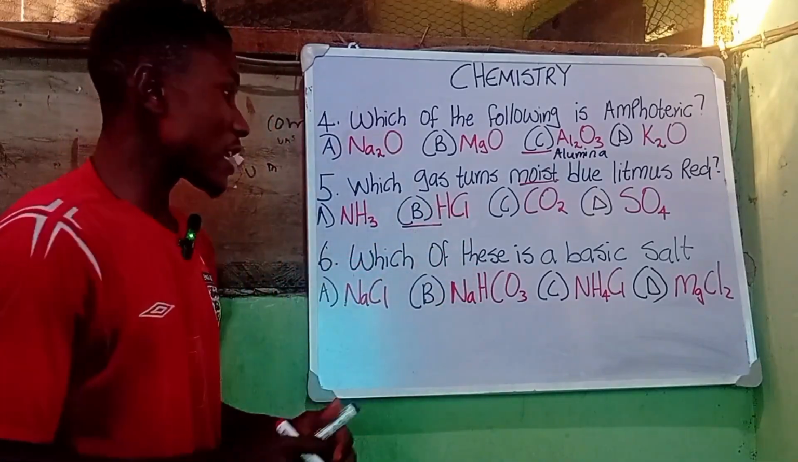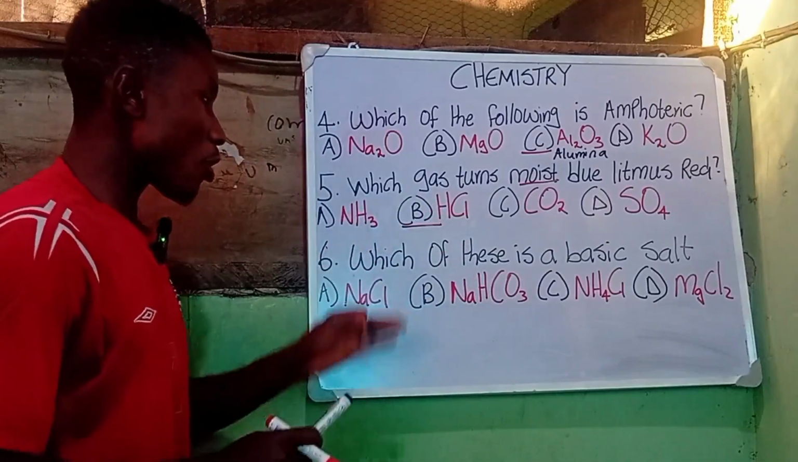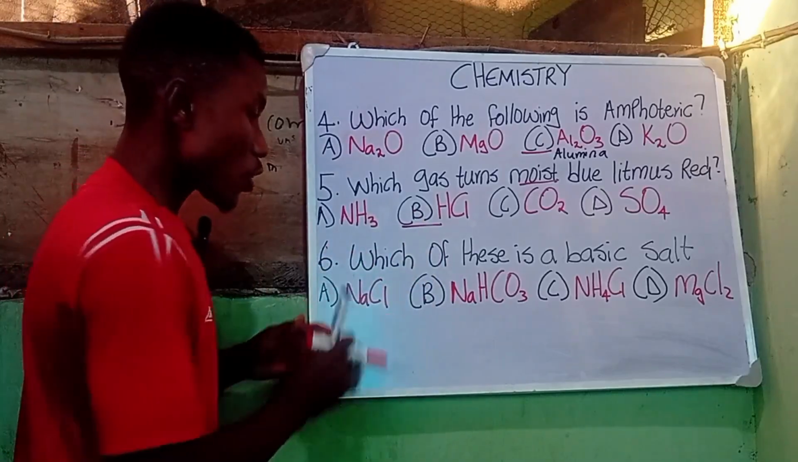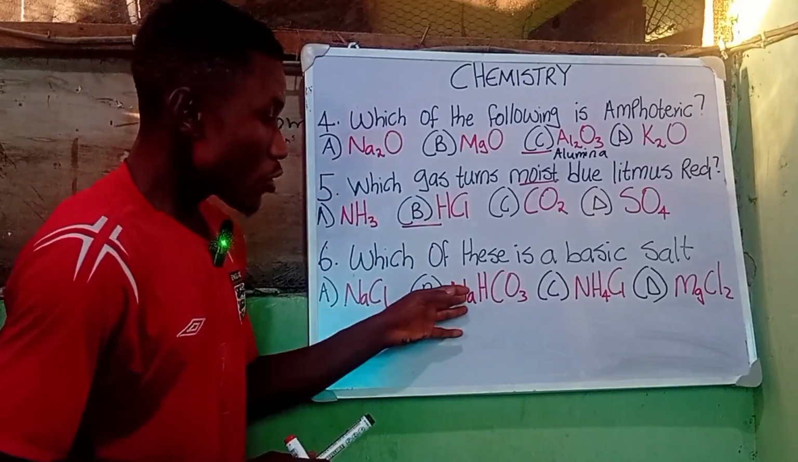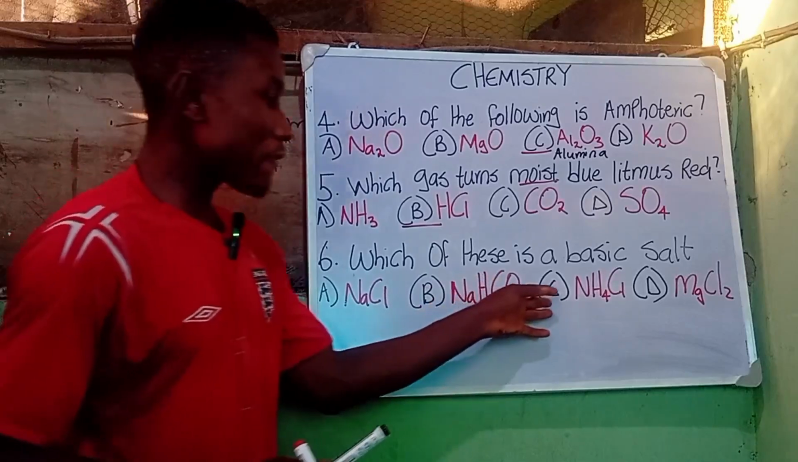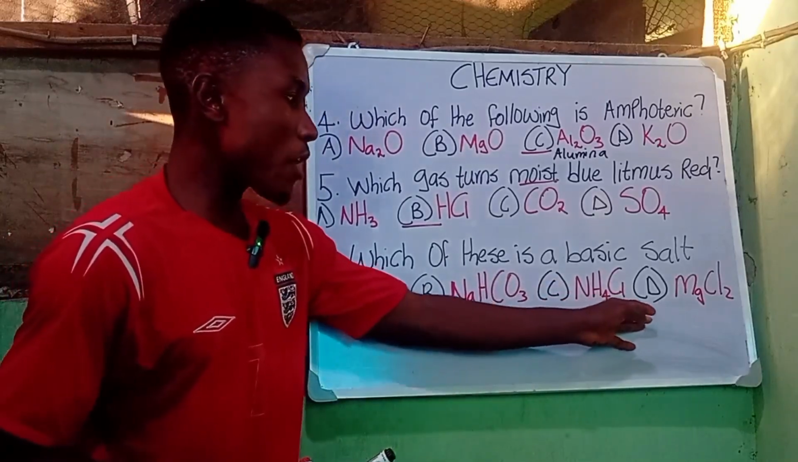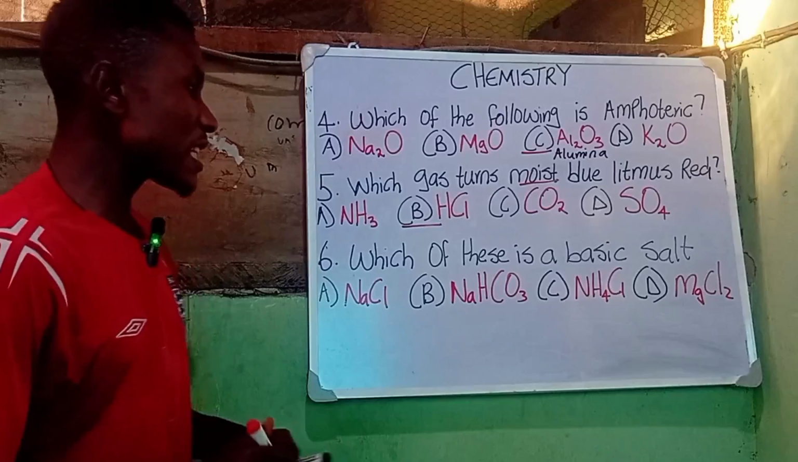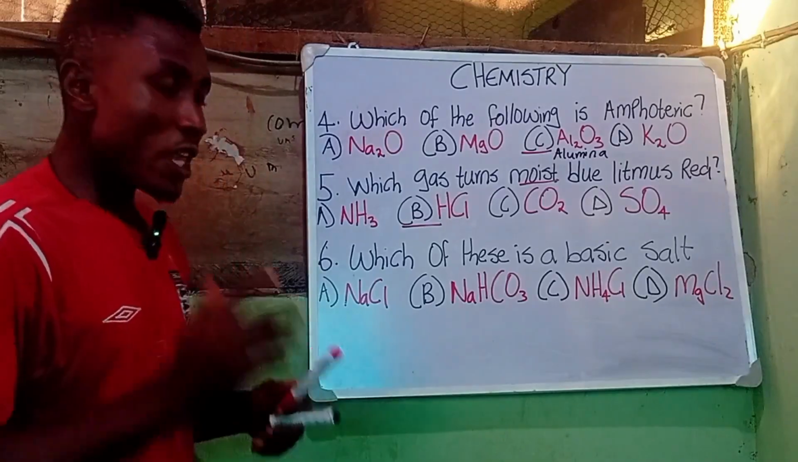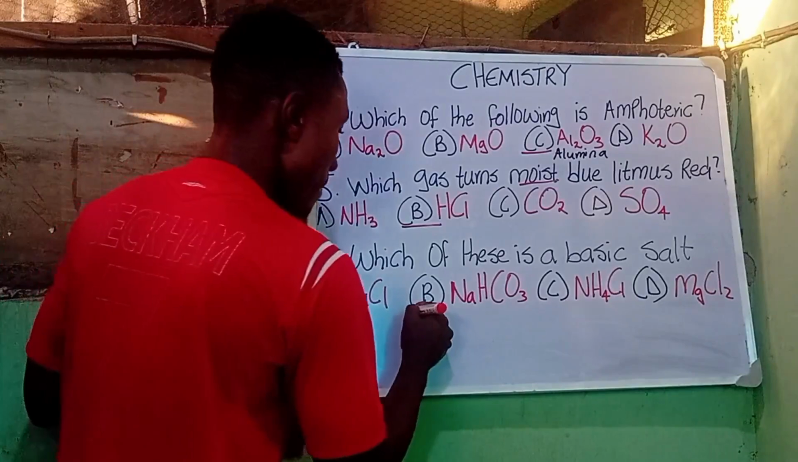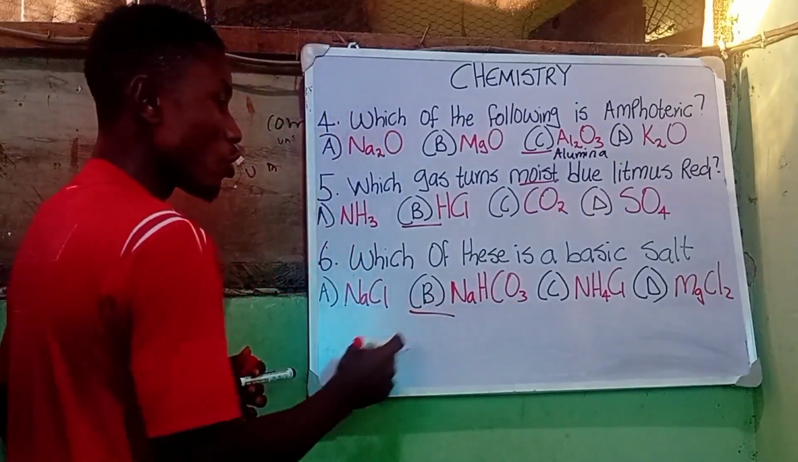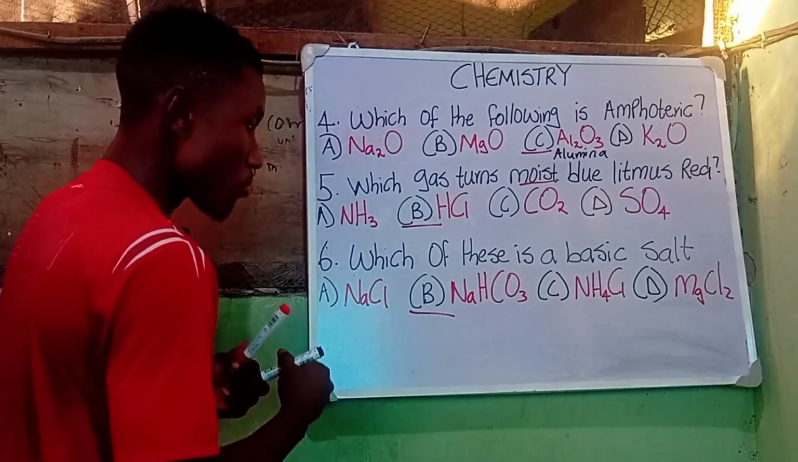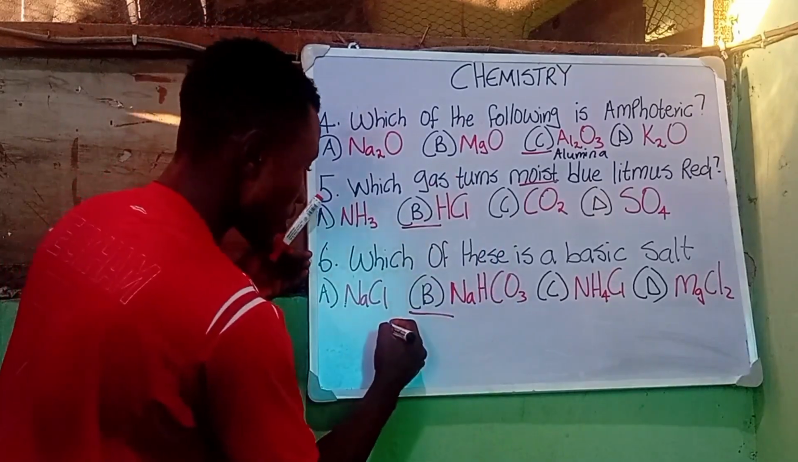Question number 6, it says, which of these is a basic salt? We have A, sodium chloride; B, sodium bicarbonate; C, ammonium chloride; and D, magnesium chloride. Which of these is a basic salt? The correct answer there is B, sodium bicarbonate. Sodium bicarbonate is formed by the reaction of an acid and a base.